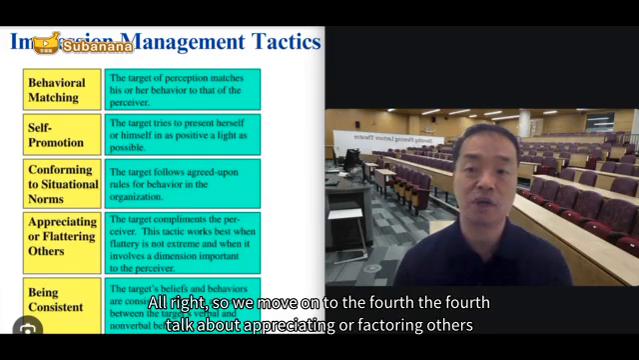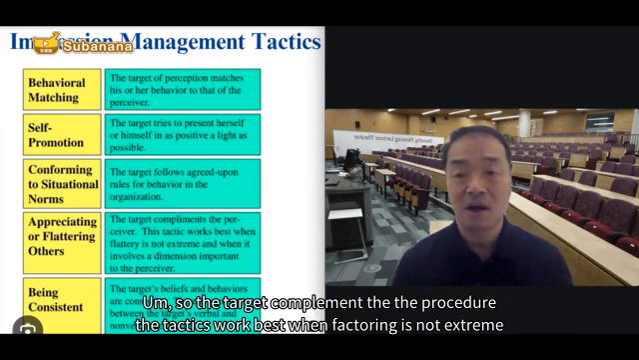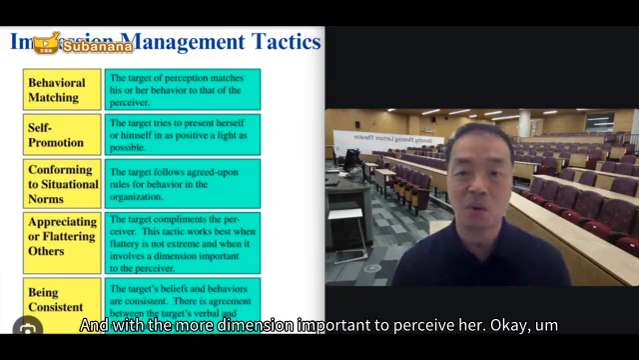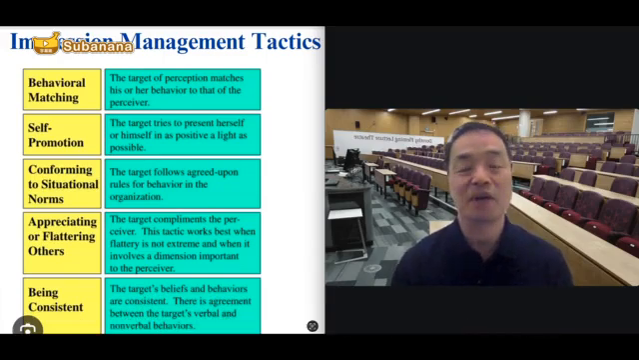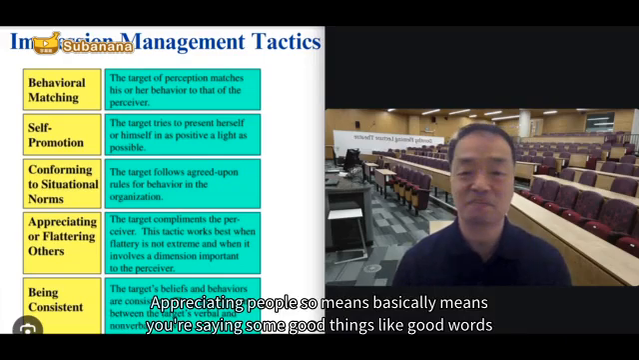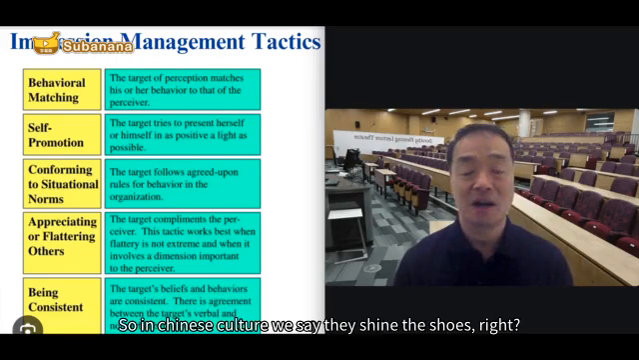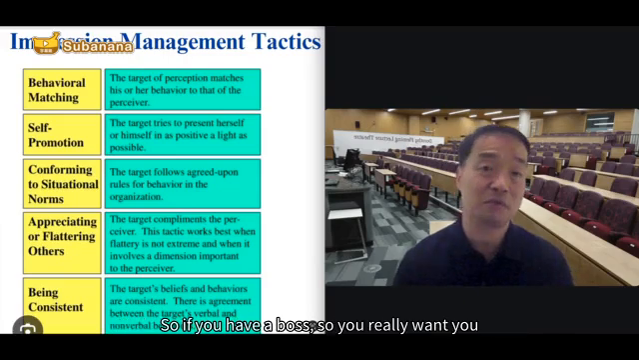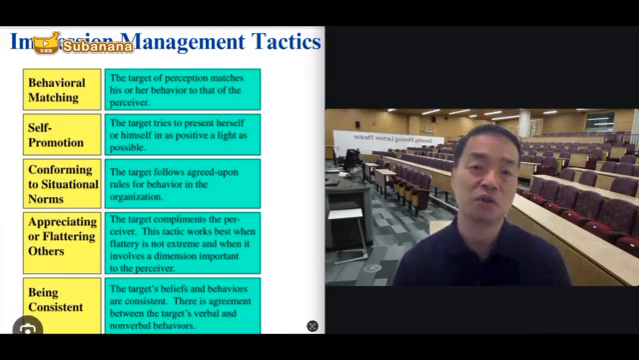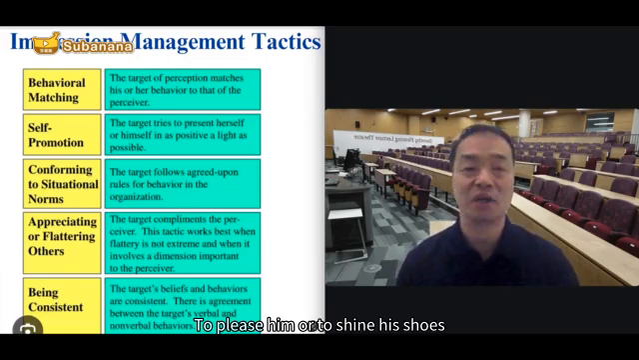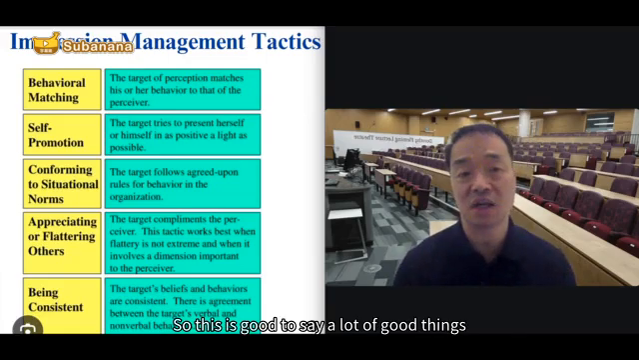The fourth is appreciating or flattering others. So the target compliments the perceiver. The tactic works best when the flattery is not extreme and involves a dimension important to the perceiver. Okay, appreciating people basically means you say some good things, good words, to people. In Chinese culture, we say they shine the shoes, right? So if you have a boss you really want to please, or to shine his shoes, it is good to say a lot of good things.